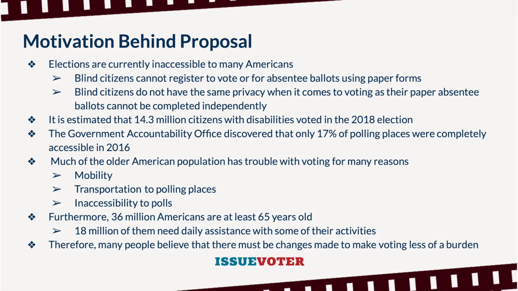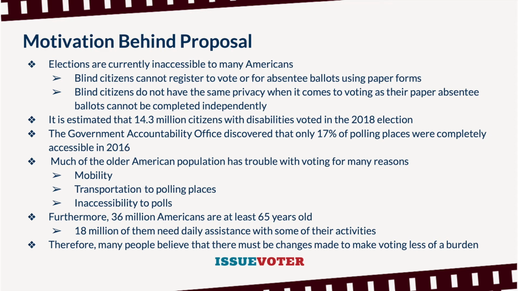It is estimated that 14.3 million citizens with disabilities voted in the 2018 election. Unfortunately, only 17% of polling places were completely accessible in 2016, according to the Government Accountability Office. Also, many older Americans face difficulties voting for various reasons. Three main difficulties are mobility, transportation to polling places, and inaccessibility to polls. Furthermore, 36 million Americans are at least 65 years old, and 18 million of them need assistance with some of their daily activities.